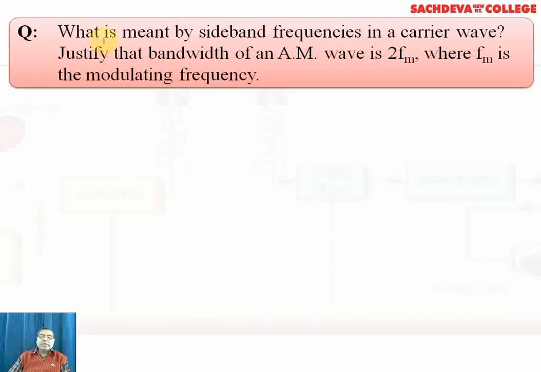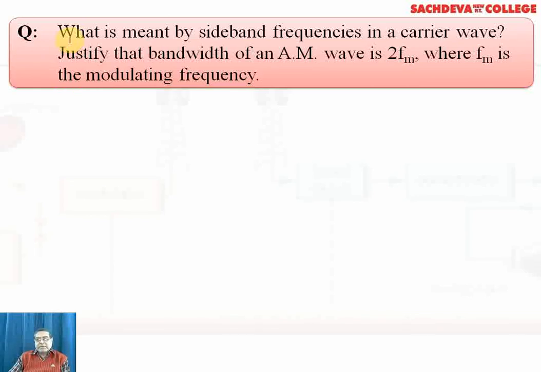Well, our next question is sideband frequencies in the carrier wave. Carrier wave is a radio wave, frequency 10 to the power 13 hertz. But when we speak of sideband frequencies, it means the neighboring frequencies of the carrier wave. The bandwidth of an AM wave is 2 FM, where FM is the modulating frequency.